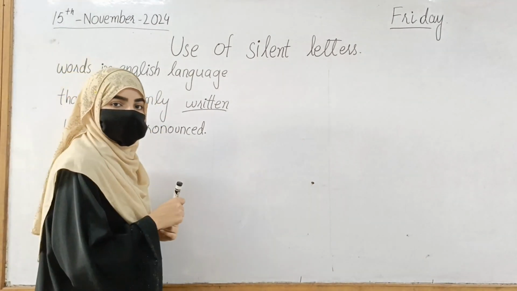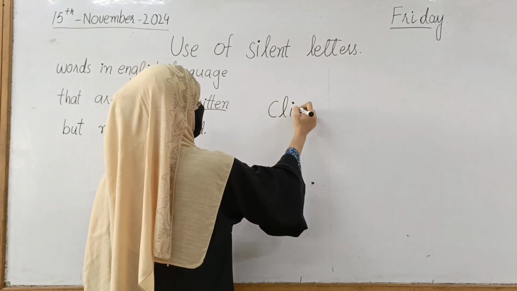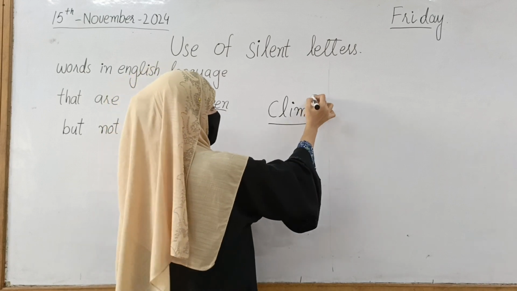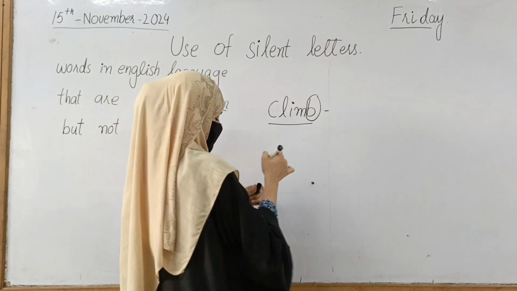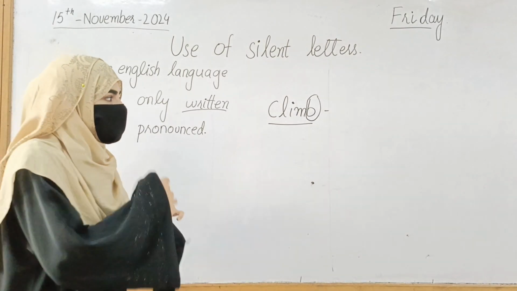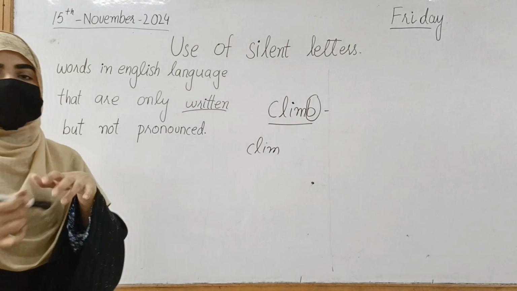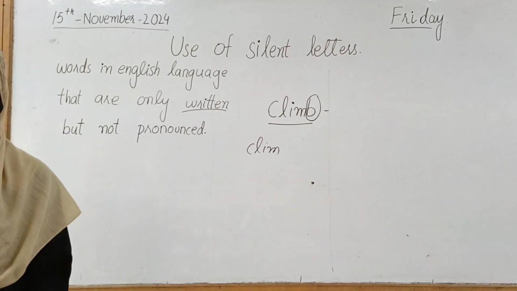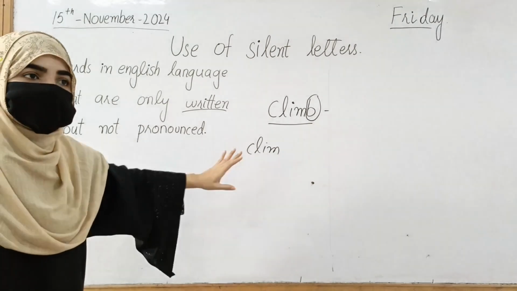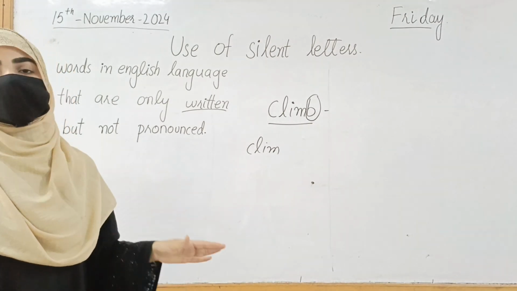For example, the word climb, C-L-I-M-B. The B at the end of the word climb is not usually pronounced. You will pronounce it only as "clime". When you say this word, you will say "clime". The boy is climbing the mountain. Try to avoid pronouncing the silent letter when you say these words.